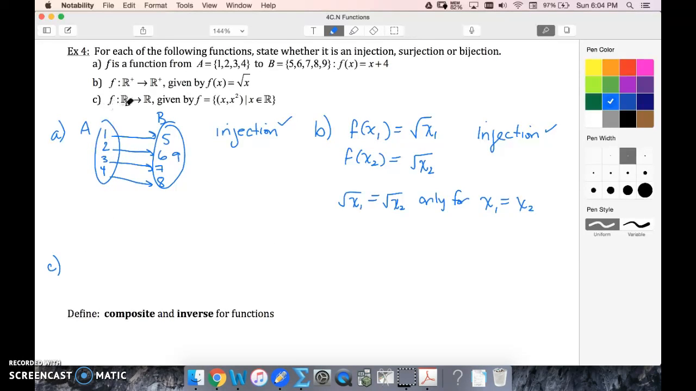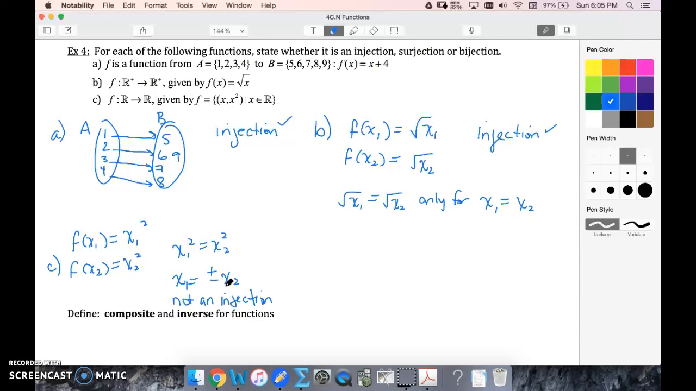Let's look at C. We're going from real to real. F is the pairs x and x squared, so this is like saying f of x equals x squared. So doing the same thing, f of x1 is x1 squared. F of x2 is x2 squared. x1 squared is equal to x2 squared. Well, this happens if x1 is plus or minus x2. So single elements would map over to two different elements. This is not an injection. We've got two elements here, so not an injection.